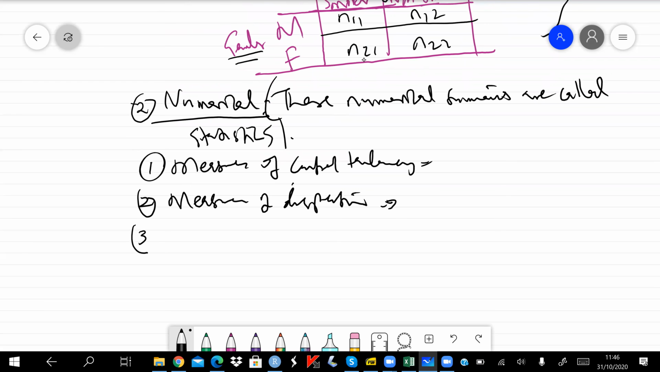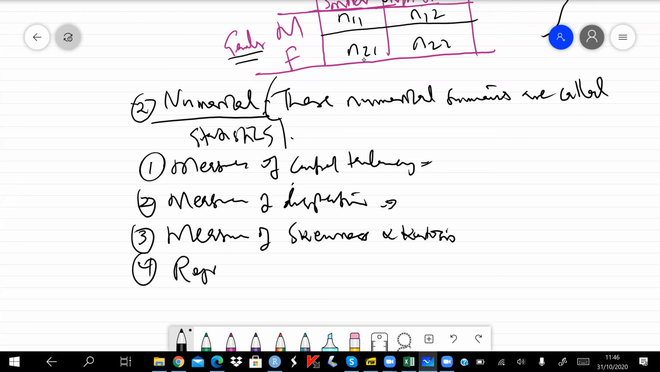Then we also have measures of skewness and kurtosis, among other things, including things like regression and correlation.